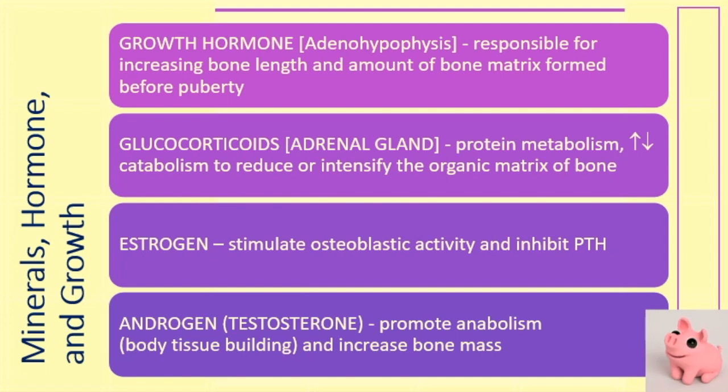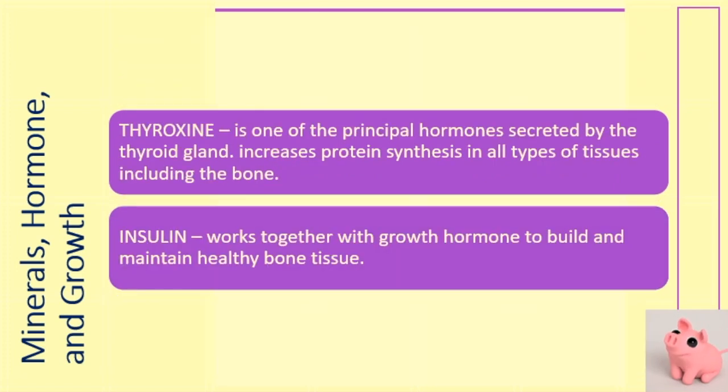Then you would have your androgens. An example of your androgen will be your testosterone. Your testosterone would actually promote anabolism, such as your body tissue building, so it leads to the increase of your bone mass. Then we have your thyroxine. Thyroxine is actually one of the hormones secreted by our thyroid gland. It would increase protein synthesis in all types of tissues, including the bone. On the other hand, your insulin would work together with the growth hormone to build and maintain your healthy bone tissues. So once there is an imbalance in your growth hormone and insulin, the bone growth will not ensue.